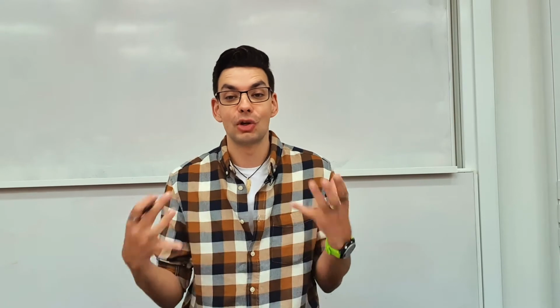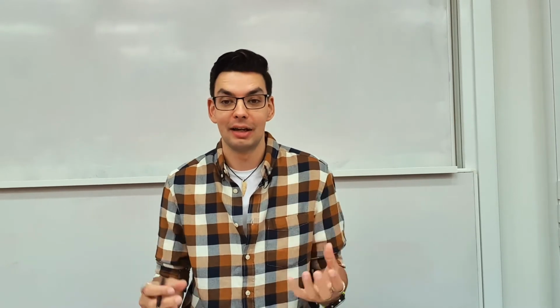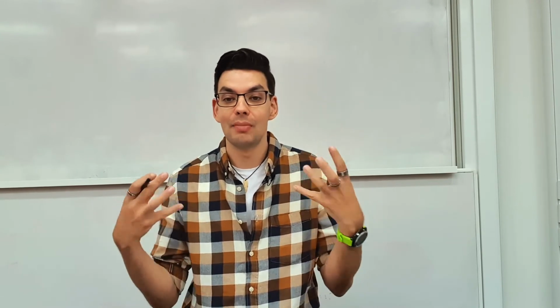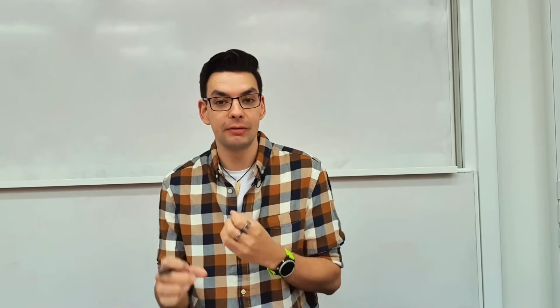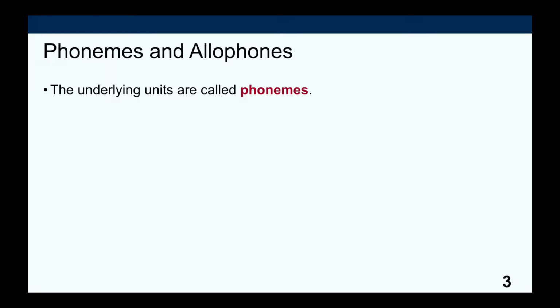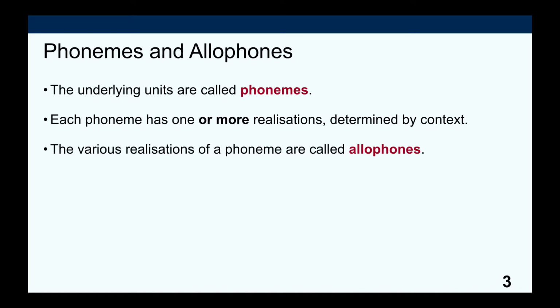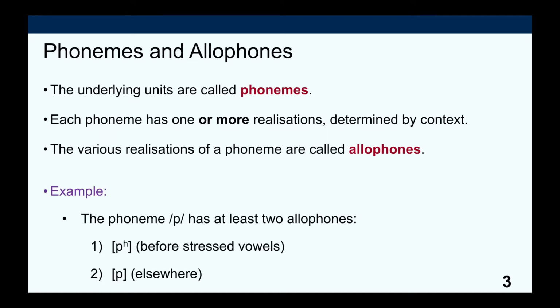Now let's turn to this concept of phonemes and allophones that I've just mentioned. The underlying forms that are stored in a speaker's mind, that make up underlying representations of word forms, are called phonemes. Each of these phonemes can have one or more realizations depending on the context that it occurs in. These various realizations of a phoneme we're going to call allophones. For example, the phoneme /p/ in English has at least two allophones: [pʰ] with aspiration before stressed vowels, and [p] without aspiration that occurs everywhere else.